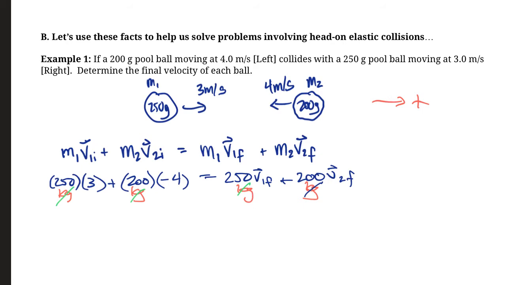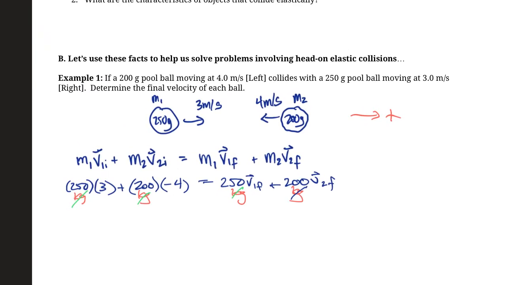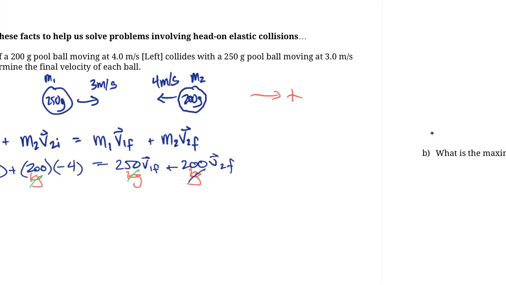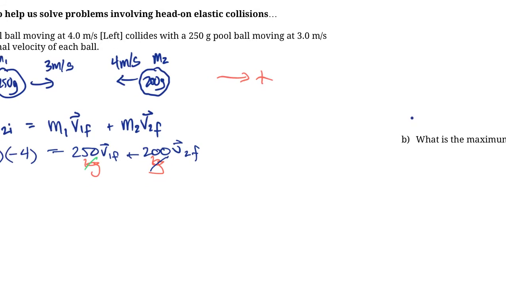So anyways, the problem with this equation is that it has two unknowns. We can't solve for two unknowns when we have one equation. So what we could do is invoke what we know about elastic collisions, and that is that the kinetic energy is also conserved. Not just the momentum is conserved, the kinetic energy is also conserved. So if we think about it, what that means is that we have our initial kinetic energy, and remember our kinetic energy is 1/2 mv squared.